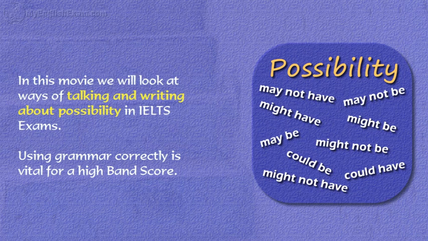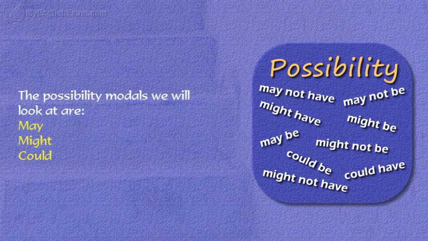In this movie we'll look at ways of talking and writing about possibility in IELTS exams. Using grammar correctly is vital for a high band score. The possibility modals we'll look at are may, might and could.